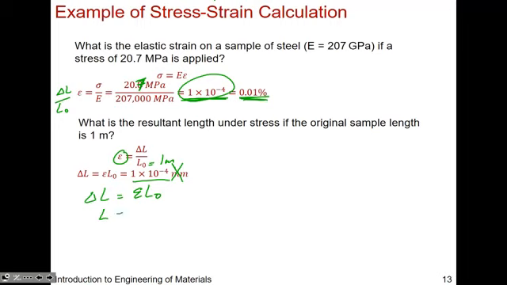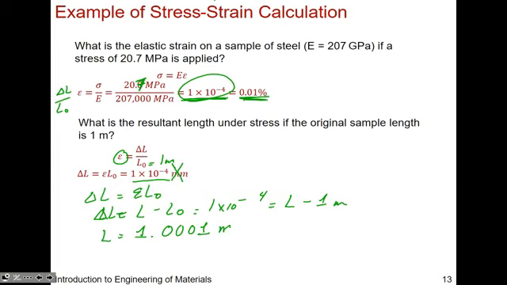So you know that delta L is L minus L naught, and you could say, okay, well, this is 1 times 10 to the minus 4 equals L minus 1 meter. Thus, your eventual length is going to be 1.0001 meter. Okay. So if you know the modulus, you can work within the elastic regime pretty well, manipulating all of these values.